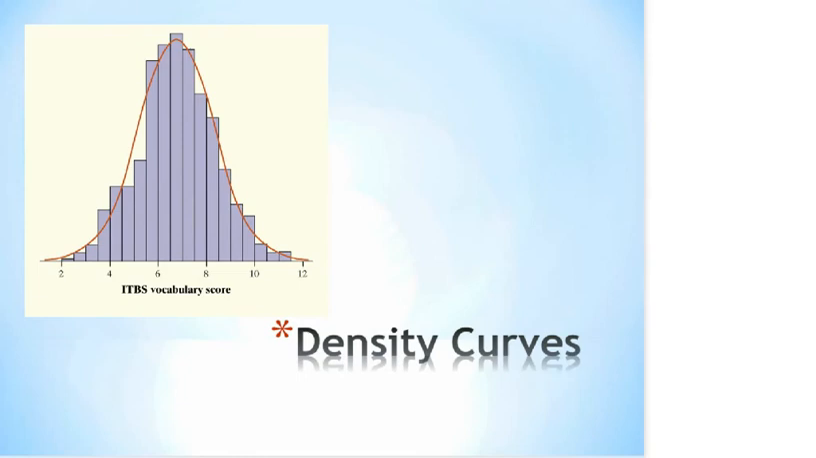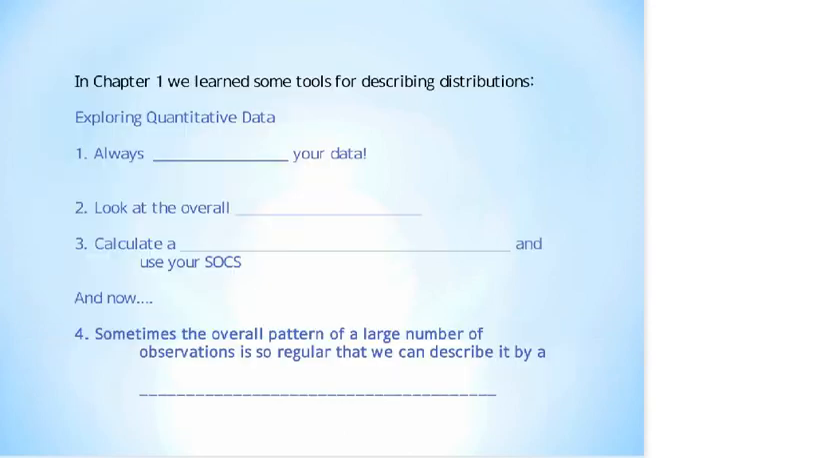Alright, now we're moving on to density curves, which is really where we're going to spend the rest of this chapter. Alright, in chapter 1, we learned some tools for describing distributions. We're really heading into some really cool distributions at this point. And the first thing we learned was to always plot your data. It is vitally important that you plot your data. You got to see it. Then the second thing we learned was to look for the overall pattern of the data. Shape, spread, center, look for outliers. We're looking at the pattern. That was step 2 in exploring our data.